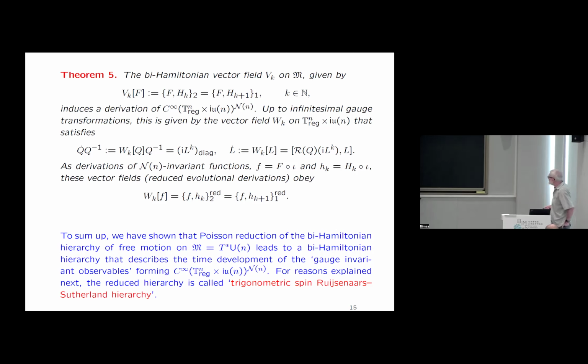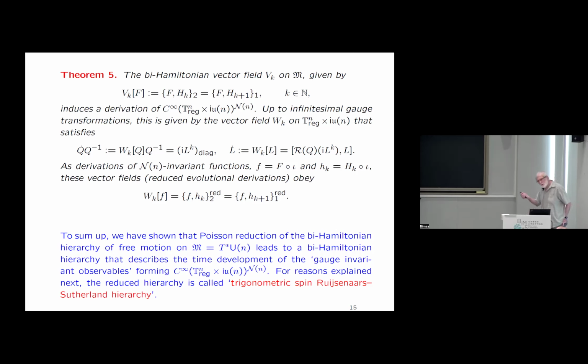So in a way, this is the reduced bi-Hamiltonian hierarchy. Because the functions on the gauge slice are invariant, for example, under conjugation by the maximal torus, this vector field W is actually not uniquely determined. You can add anything which is a residual infinitesimal gauge transformation, anything generated by the algebra of the maximal torus of UN. Okay, so we obtain this kind of reduced bi-Hamiltonian hierarchy. The nice thing is that it is a kind of Lax equation with the dynamical R matrix.